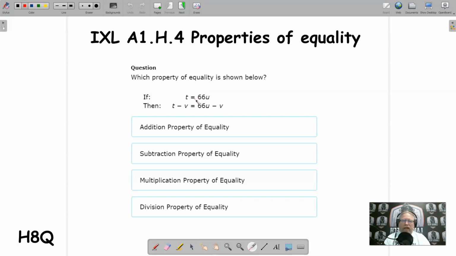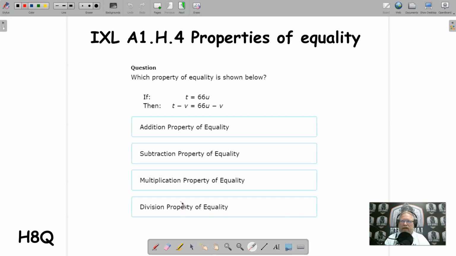Now we can add, subtract, multiply, or divide. Those are the 4 different operations that we're going to be applying to equality here. And those are the properties that we're talking about. So the addition property of equality, subtraction property of equality, multiplication property of equality, and division property of equality.